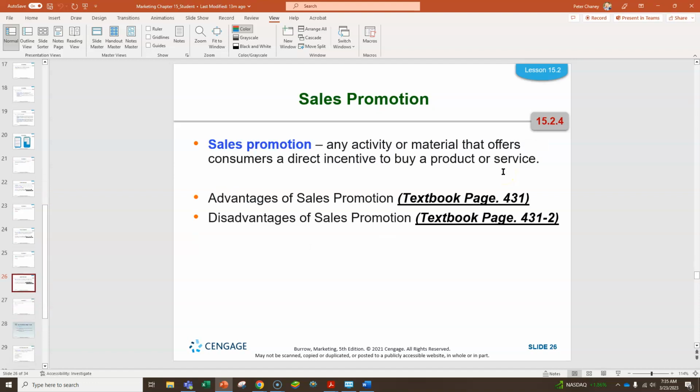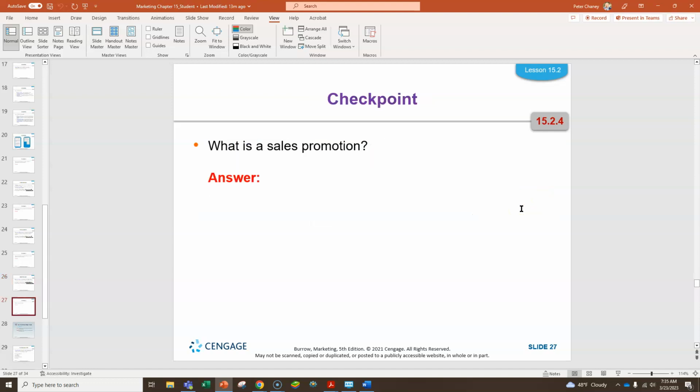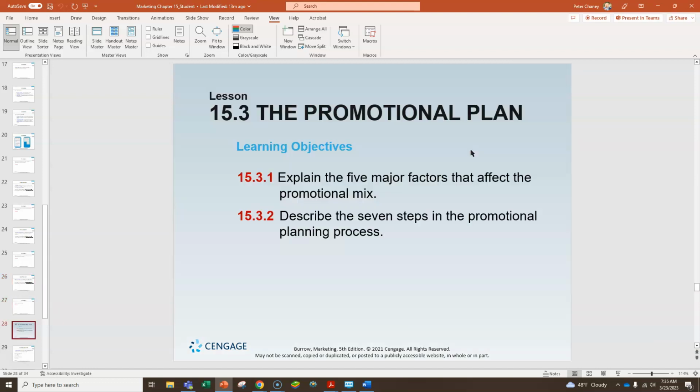Okay, sales promotion, any activity or material that offers consumers a direct incentive to buy a product or service. So sales promotion could be a coupon, it could be a time frame. There's lots of different types of ways to do a sales promotion. And to find the advantages and disadvantages of that, you can find those on pages 431 and 432 to answer the question about sales promotion.